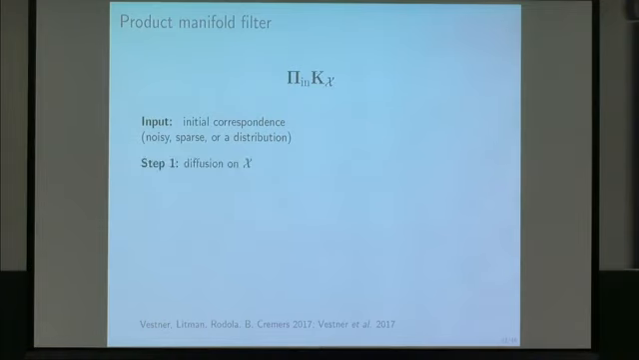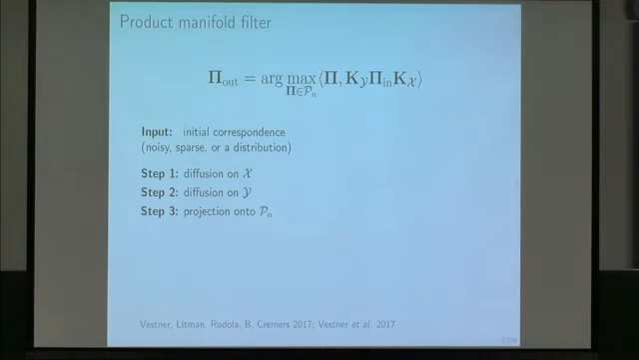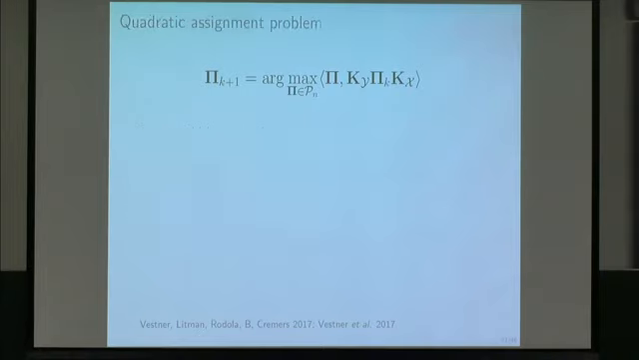I will first multiply it by the diffusion kernel on x from the right, then the diffusion kernel on y from the left, and then I will project it onto the space of permutations. So I will maximize this inner product with all the permutations, and then I will take the output of this step and iterate it multiple times. I can repeat this process until it converges to some solution.